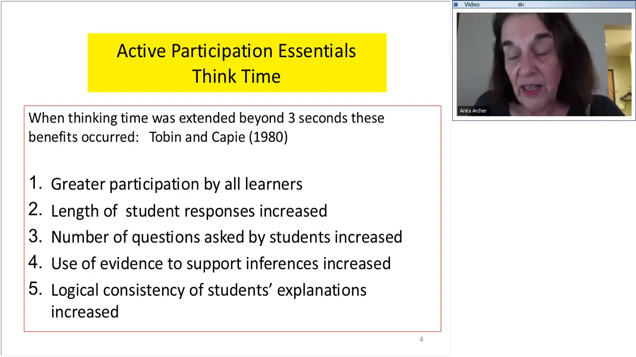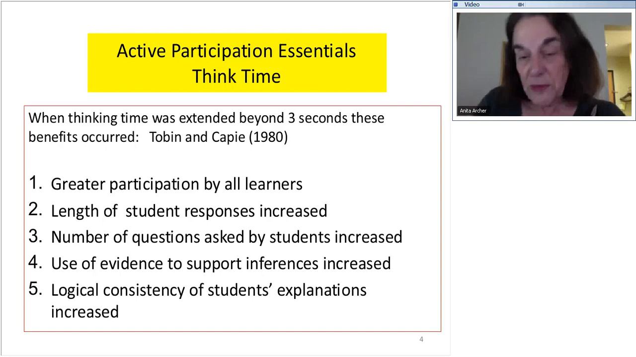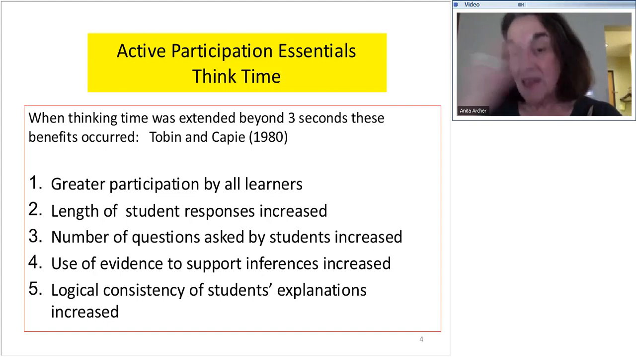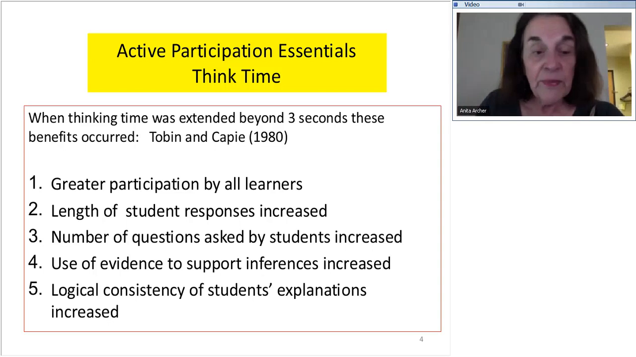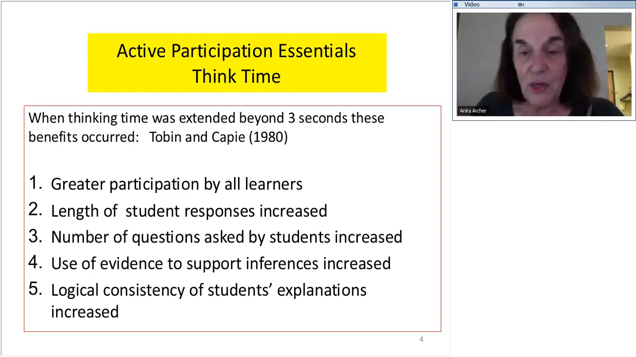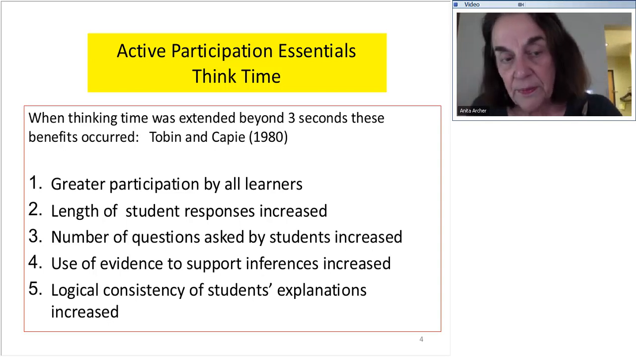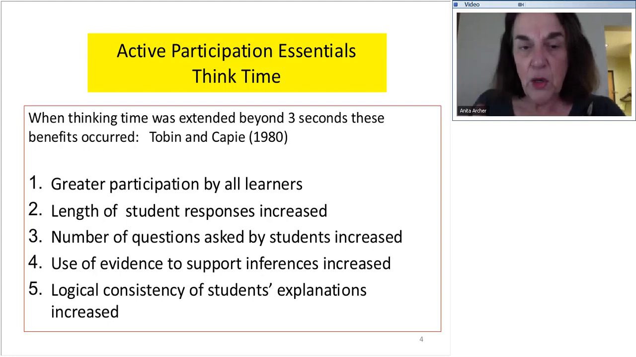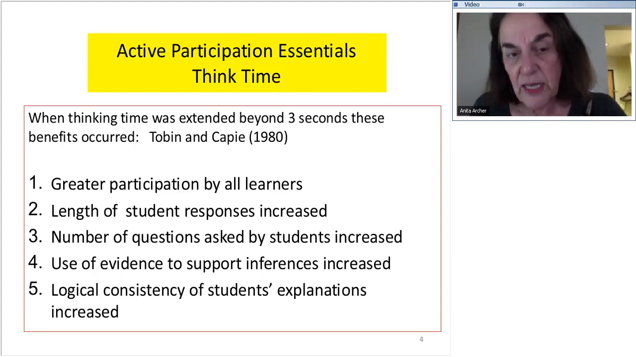And so I'm going to be working on this, giving more think time, particularly to open-ended higher order questions, with the goal of having more participation, longer responses, more questions asked of me, better evidence for the inferences, and more logical responses. So if we just stress those, now how might you do that for review? Well, I wrote up some items that you could use.